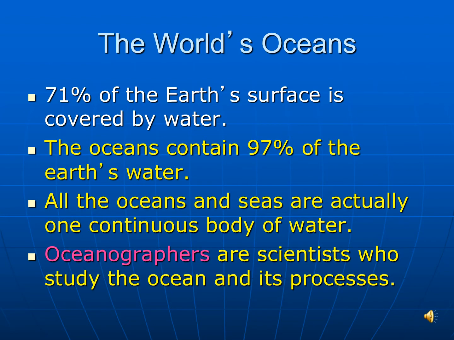So, we should know that 71% of the Earth's surface is covered by water. Now, how much is ocean water? When we talked about fresh water, we understood that it was only 3% that would be fresh. So the 97 is ocean. So now oceanographers are the scientists who study the oceans and what it processes.